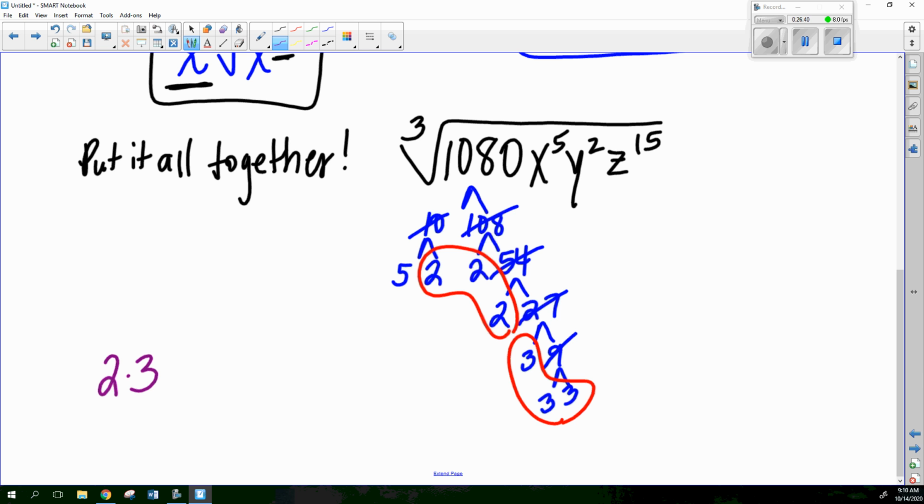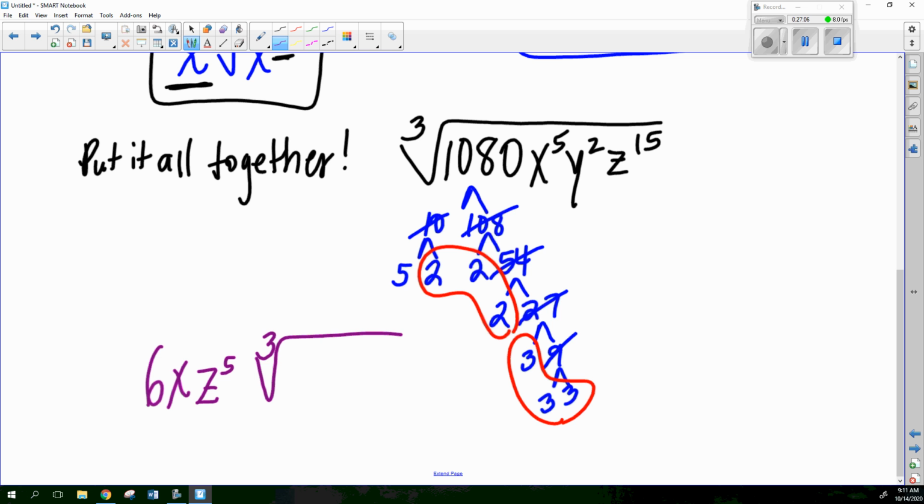Now, before we put the leftovers back, we need to do the letters as well. How many sets of 3 can you make out of the x's? 1. I'm going to go ahead and change this to a 6, if that's okay with you guys. All right, how many sets of 3 can you make out of the y's? None, so you don't get to take any of them out. All right, how many sets can you make out of the z's? 5.